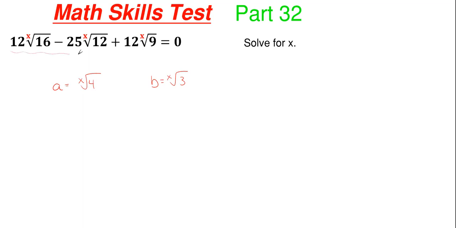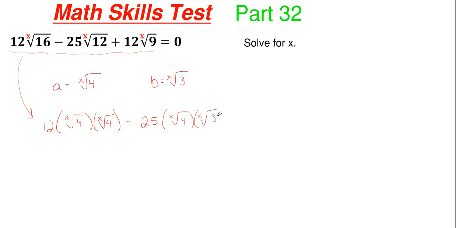So I'm going to rewrite this equation in this form so that we would have 12 times, and I'm going to split up the x root of 16 into the x root of 4 times the x root of 4, and then minus 25. And you can probably see the pattern that's going to form here. We'll split up the x root of 12 into the x root of 4 multiplied by the x root of 3, and then split up the second portion of 12 and split up that x root of 9 into the x root of 3 multiplied by the x root of 3, and all of that has to be equal to 0.